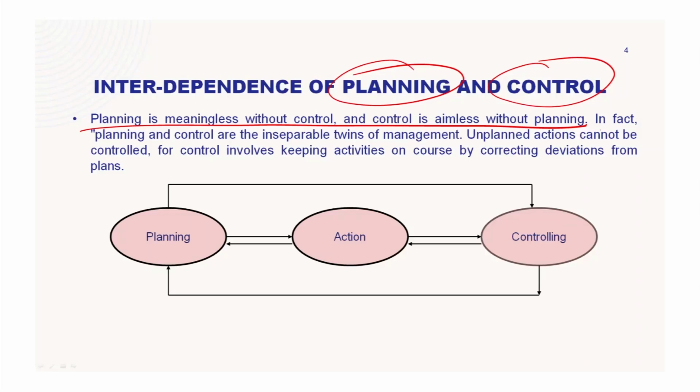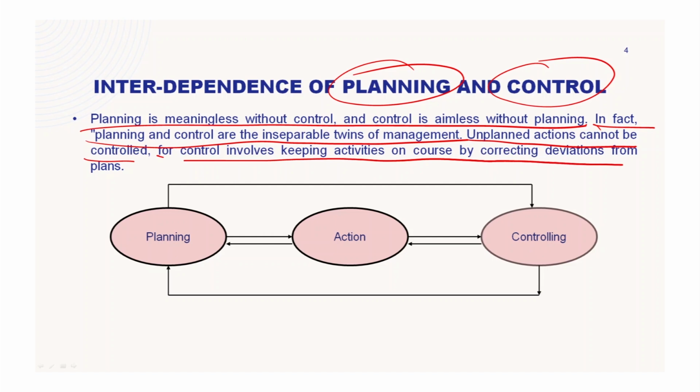Alright. In fact, planning and control are inseparable twins of management. As I have mentioned, unplanned action cannot be controlled, for control involves keeping the activity on course and correcting deviation from the plan. Alright, now try to understand the planning and the controlling relationship. Planning is the first stage, action.